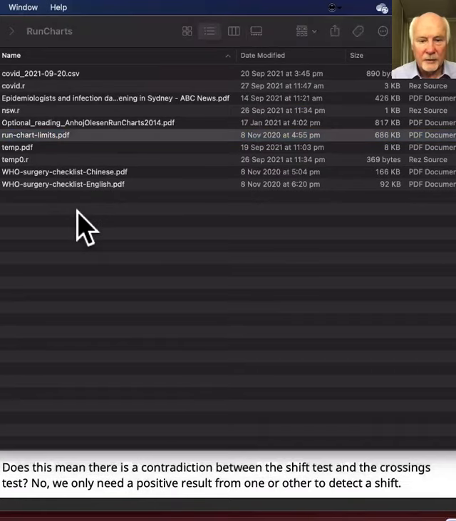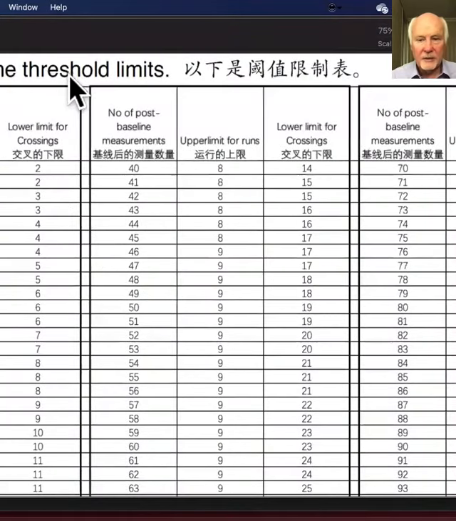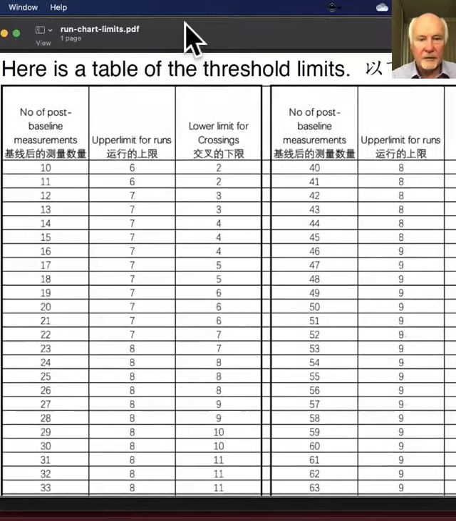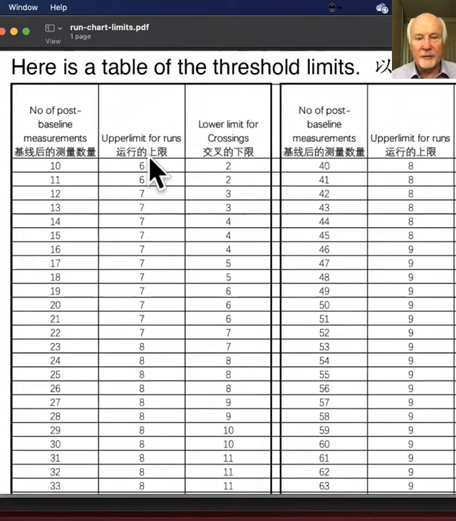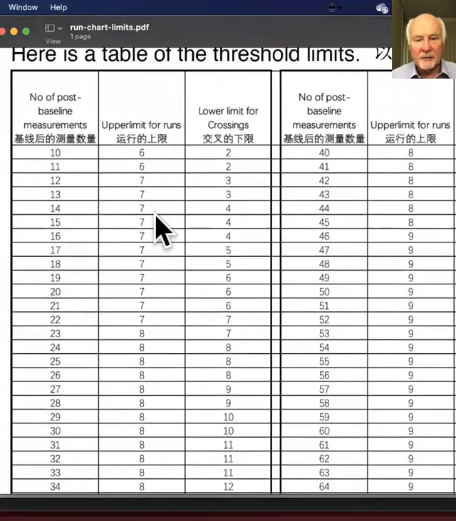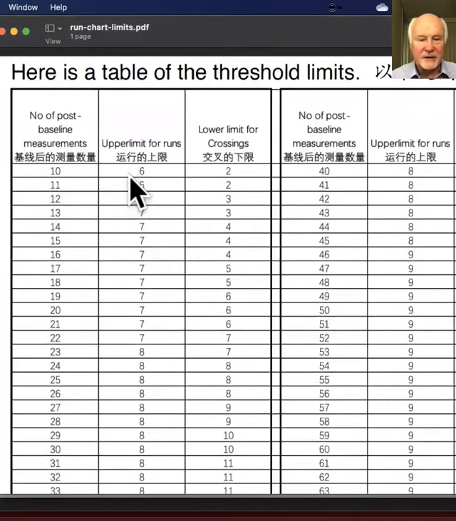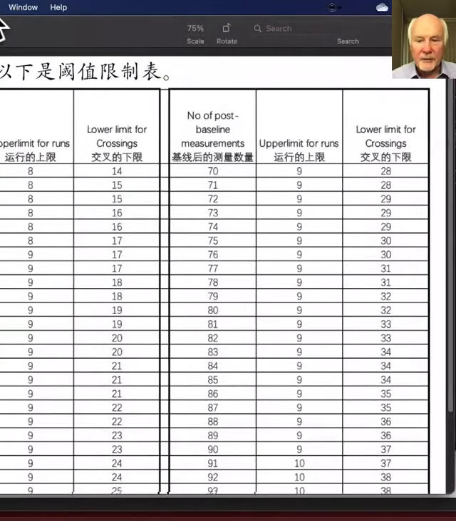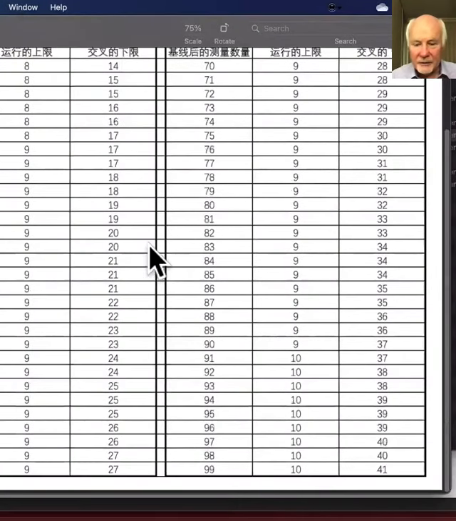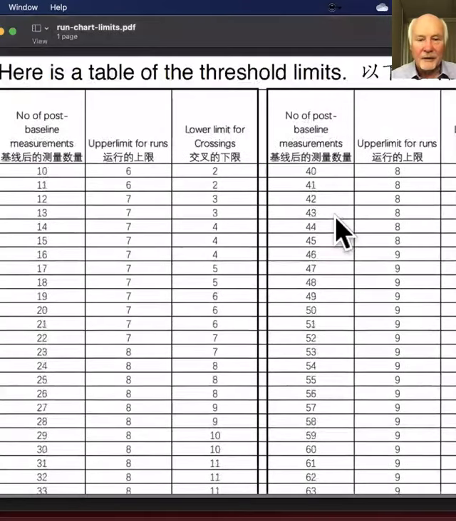Okay, yes. On Wattle, I've put a full table of the threshold limits for the shift test and the crossings test, going right up. Starting at 10, which is basically the minimum number of baseline measurements you'd want to use, and this goes up to, what is it, 98, I think.